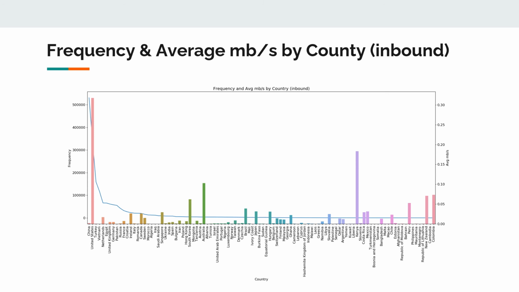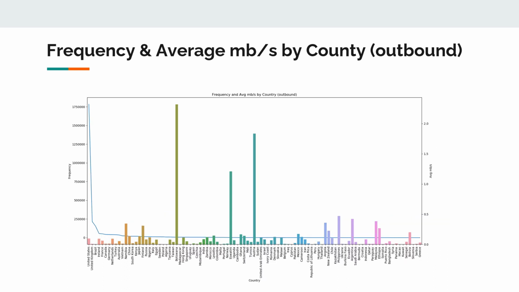So this graph shows us the frequency and the average megabytes per second by country for only inbound data. We can see that China is the most frequently contacted country, but the speed is very low, and then for the USA it's performing quite well in terms of how frequent it is and how fast it is. The line graph is the frequency, the bar graph is the average megabytes per second.